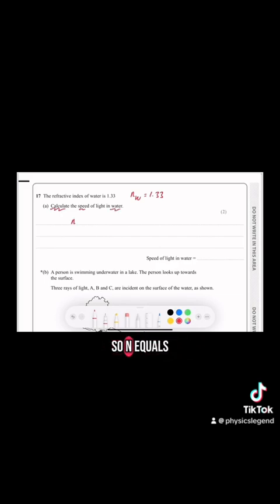So N equals C over V. V is the speed of light in water, so it is C over N. The speed of light in vacuum, 3 times 10 to the power of 8, divided by the refractive index of water, 1.33, gives the speed of light in water, which is 2.256 times 10 to the power of 8 meters per second minus 1. My answer has 3 significant figures, so I get 2 marks, 2 out of 2.